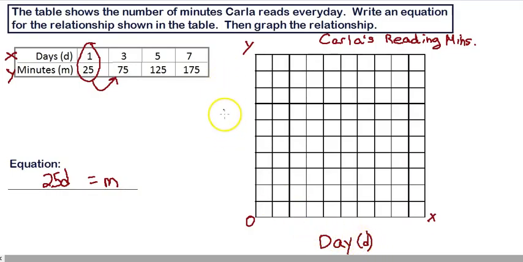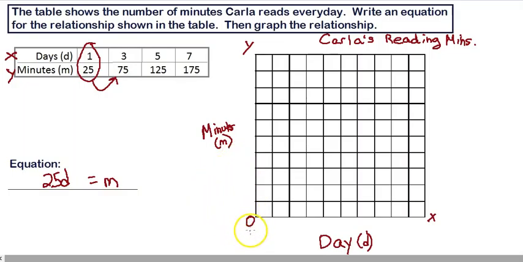Okay, so now we want to look at the vertical axis, and that's the minutes that Carla reads. And that's represented by m. That's if you want to label your numbers with the m's and the d's. Okay, so like I said, it's important with the labels on the side of the x and the y axis. Otherwise, you won't understand what you're reading on this graph, and you're not going to understand where the information is coming from or how the corresponding terms have a certain relationship.